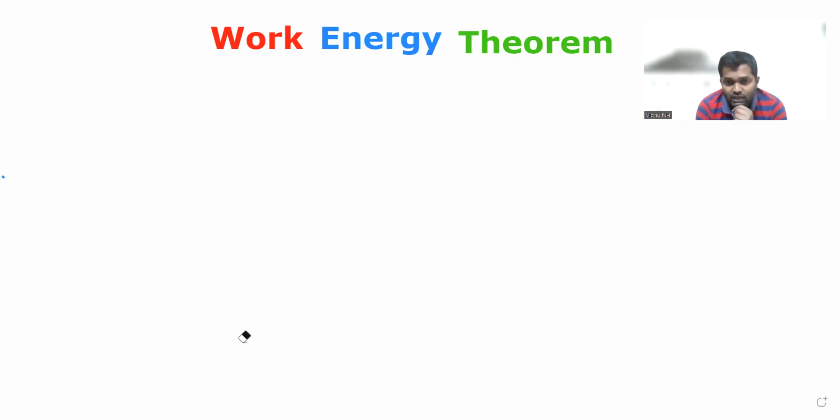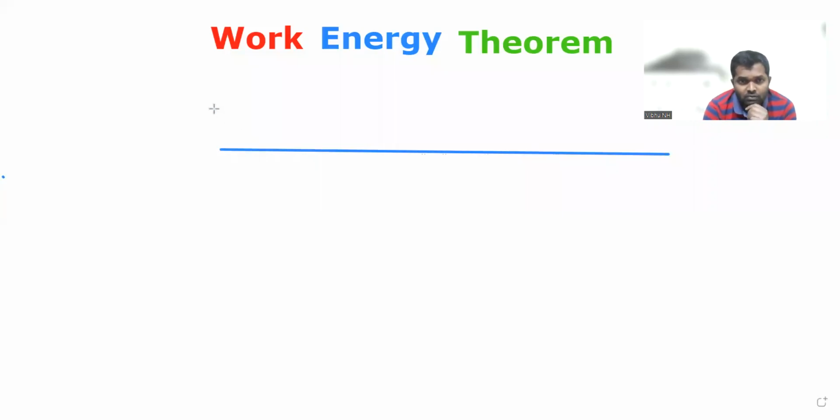Okay, so initially, let me consider a body of mass m, which is moving with a certain velocity u. So the body is having the mass m and is moving with a velocity u. U stands for initial velocity.